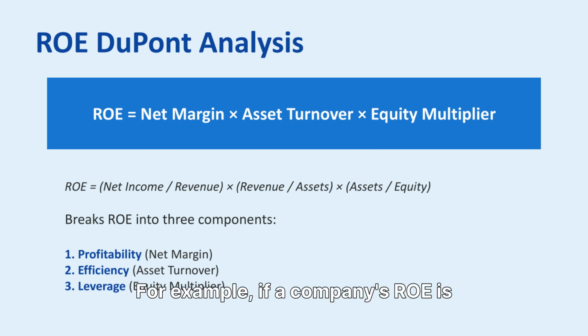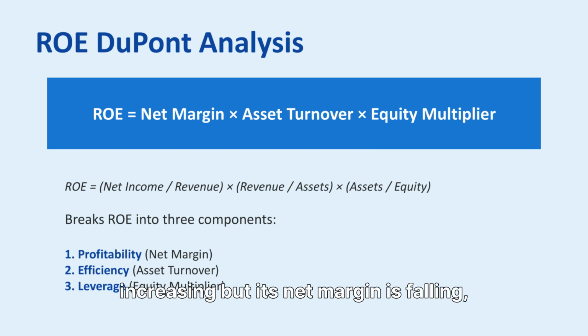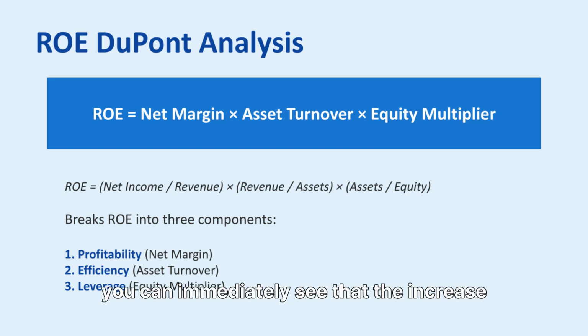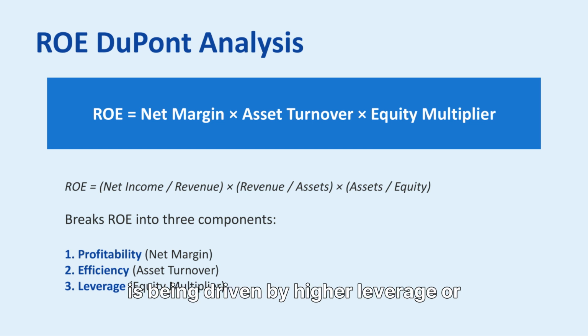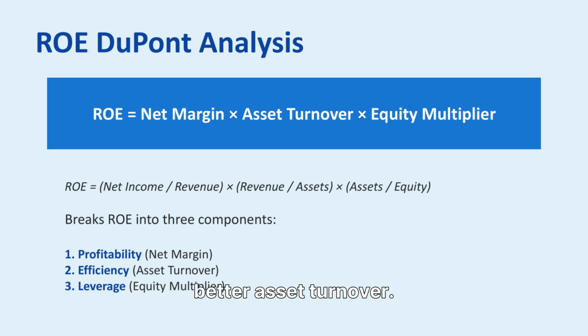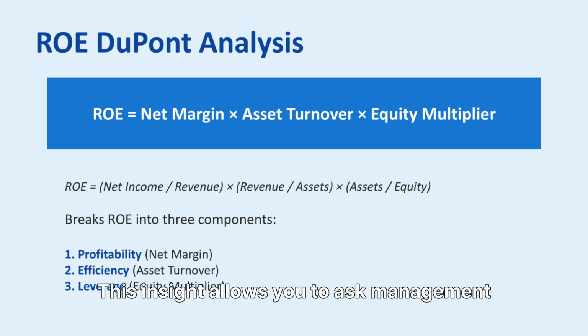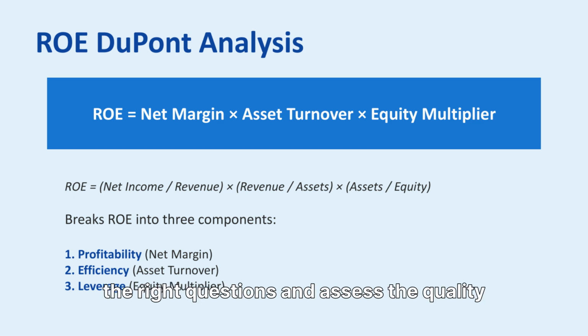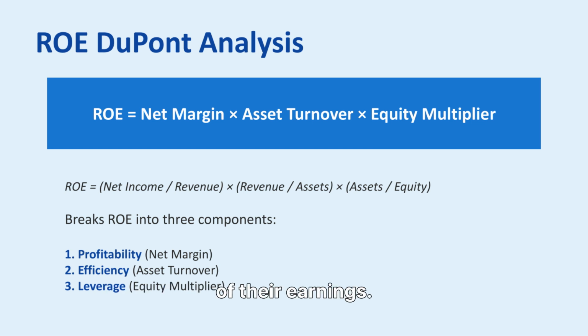For example, if a company's ROE is increasing, but its net margin is falling, you can immediately see that the increase is being driven by higher leverage or better asset turnover. This insight allows you to ask management the right questions and assess the quality of their earnings.